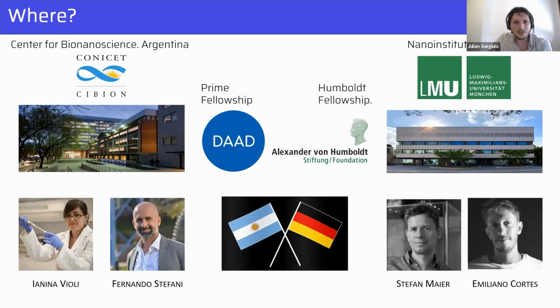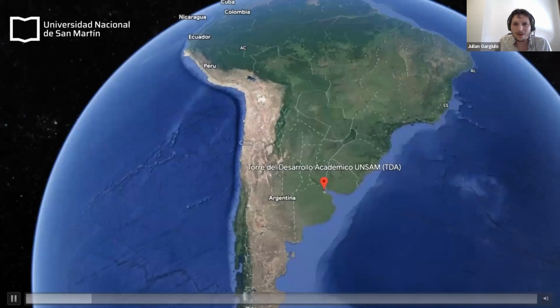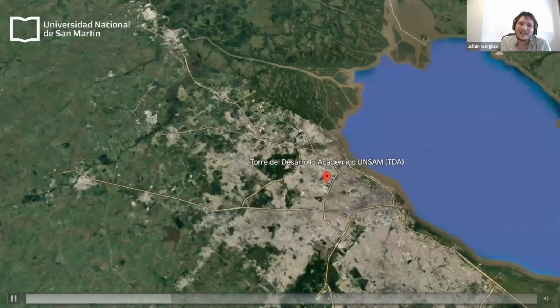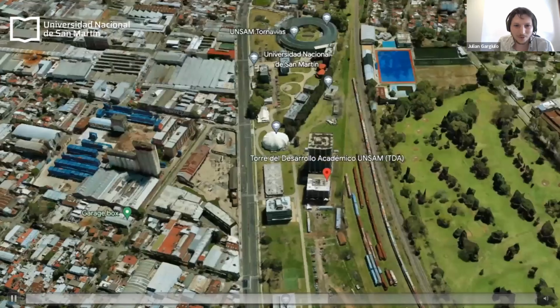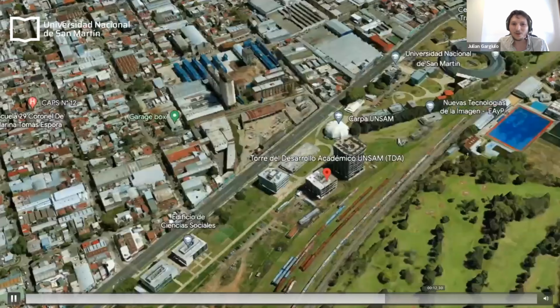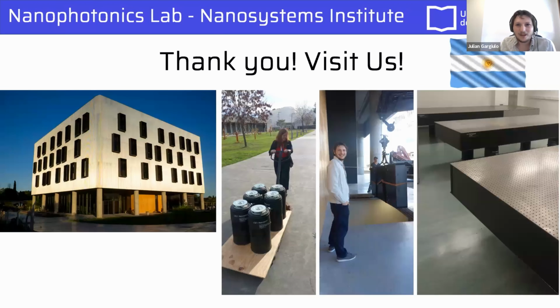And I want to finish by telling you that now we are starting a new group in nanophotonics in Argentina. I want to show you where we are. We are here in Argentina, in the outskirts of Buenos Aires. There is this new building that was inaugurated a few months ago. We installed the optical tables also 2-3 months ago. Everything is brand new. And if you are ever nearby, please visit us in our new lab in Argentina.